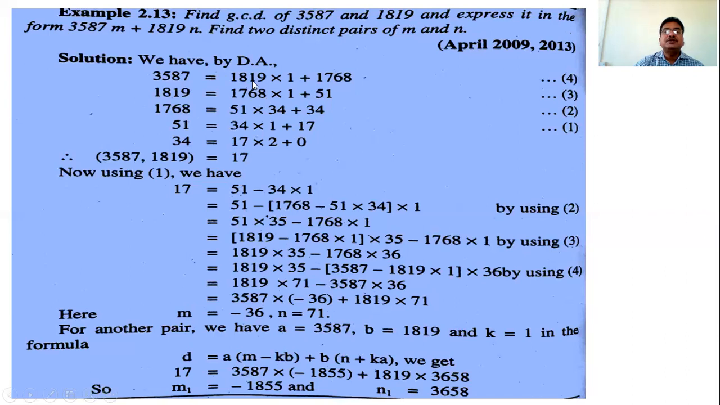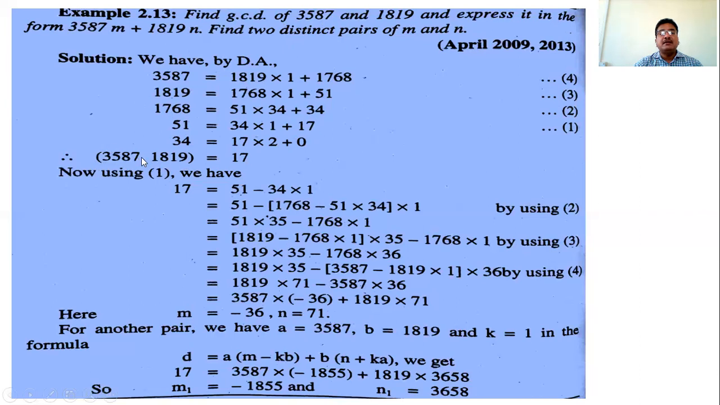How long is this procedure of applying the division algorithm continued? At the last, if we have the remainder 0, then stop the procedure. Then the second last remainder, or the last non-zero remainder, that is 17. In every example the last remainder is 0, and the second last remainder is the greatest common divisor of these two numbers, 3587 and 1819.